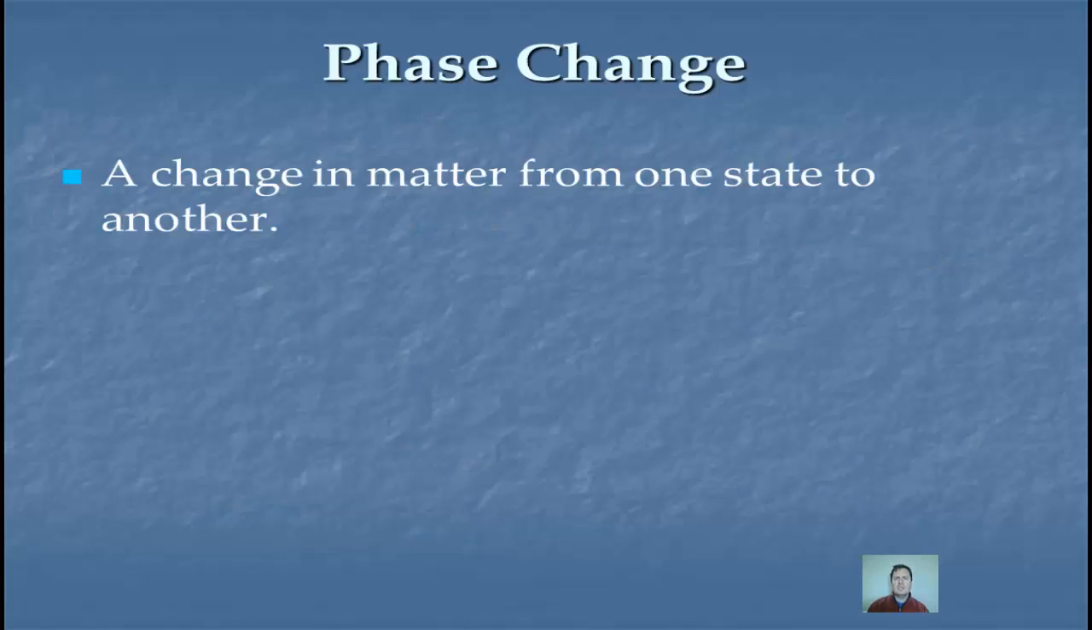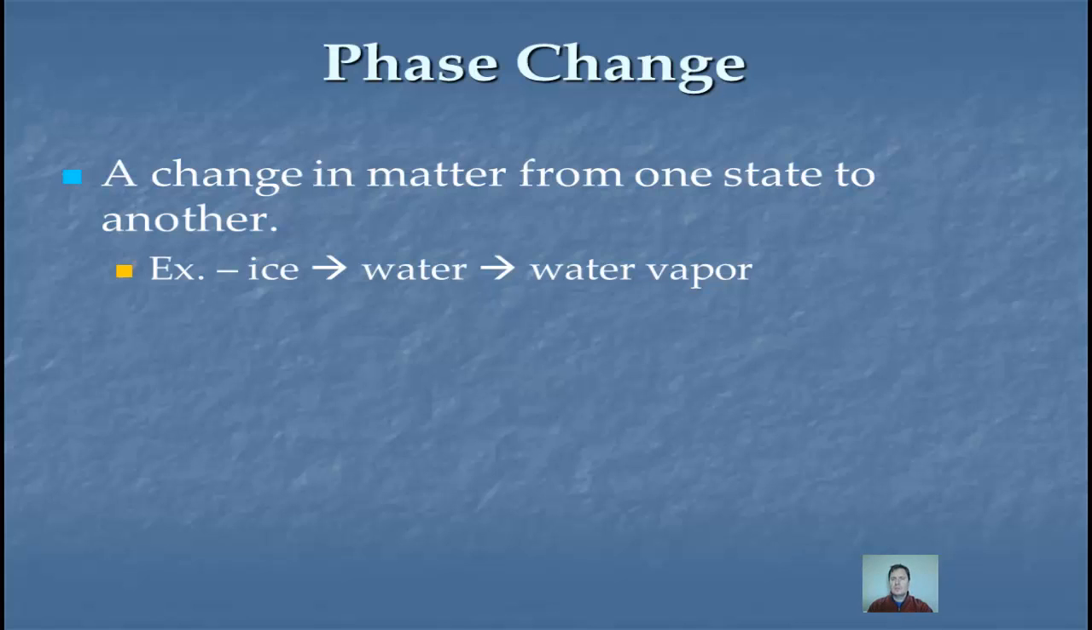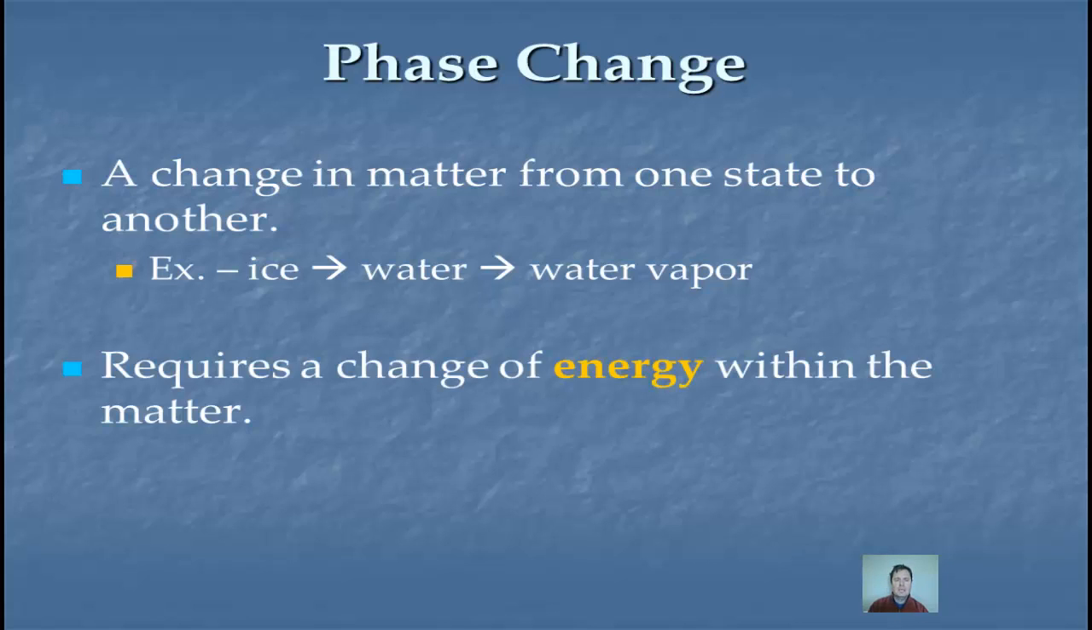Okay, first of all, let's review what a phase change is. All it is, is a change in matter from one state to another. For example, if we talk about water, it starts as an ice cube. We add some heat, it turns to water. Add more heat, it turns to water vapor. We could also go the opposite way if we cool things down. We can start with steam, cool it down to liquid, and then freeze that into a solid. So phase change works either way, either adding energy or taking energy away.